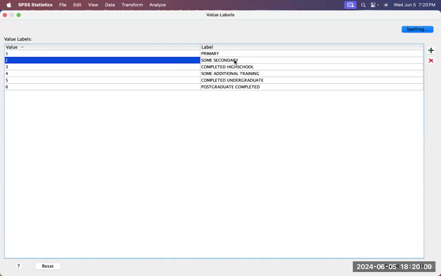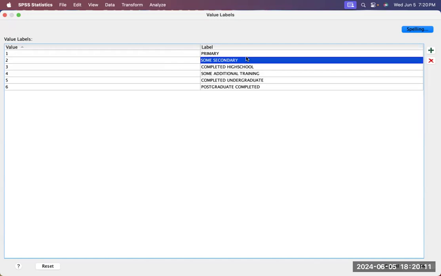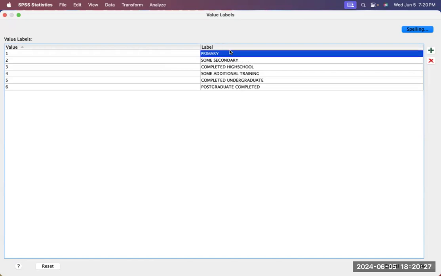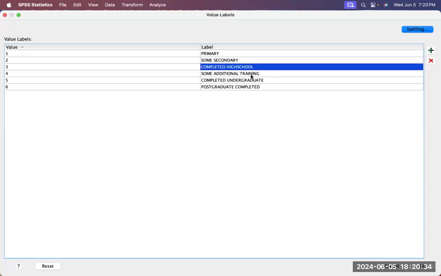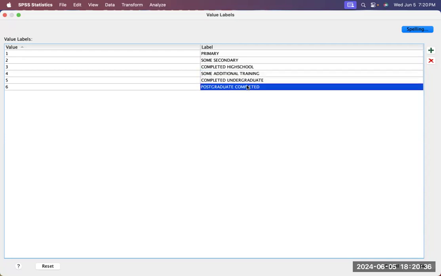I'm going to give a code of 2 for someone in secondary. But you're saying, Dr. Taylor, this is the same thing you did for a nominal variable. You simply just gave it categories. Yes, I did. But what makes this different is that these are ordered. They're going in the ranking order. You see, primary is not as high as some secondary education. Some secondary education is not as high as completed high school, so on and so forth. So it's an ordinal, the way that this researcher has characterized that. Does everybody understand that?